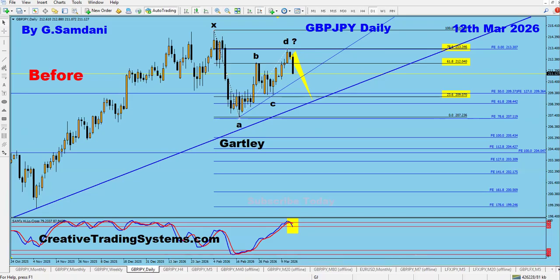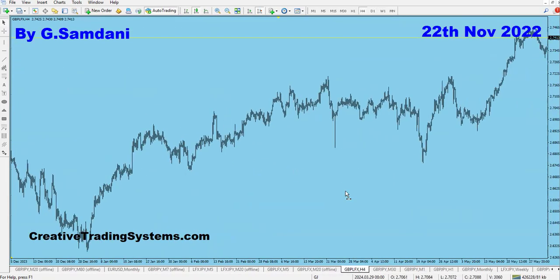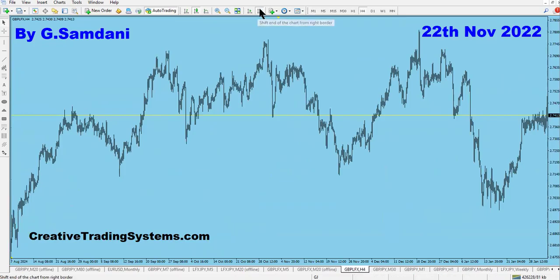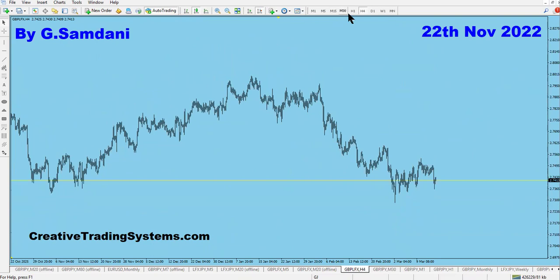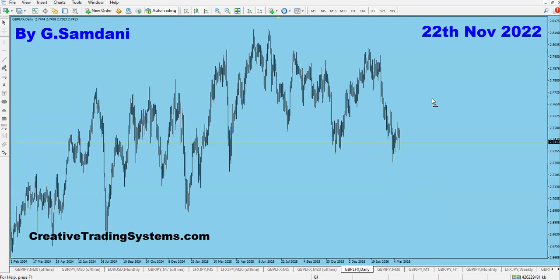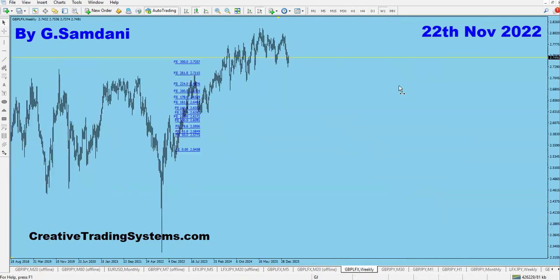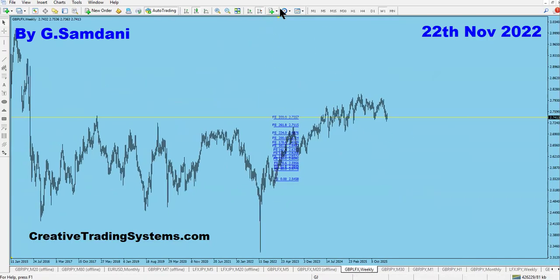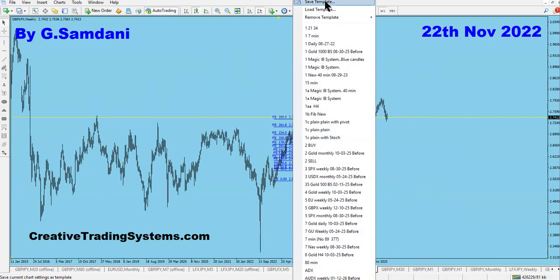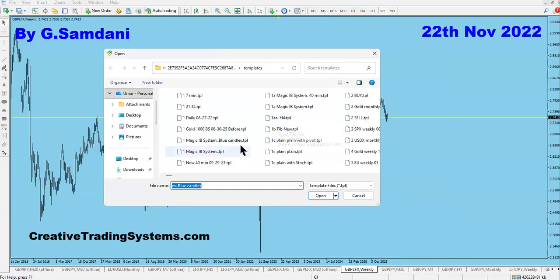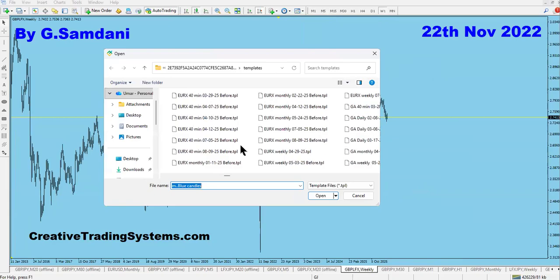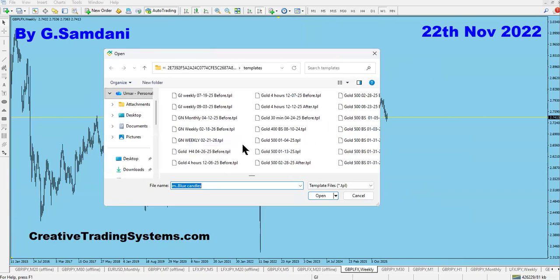Where the heck is the pound index? I can open it right here instead of going someplace else. Okay, so the pound is also, we can say, getting weaker. The pound is getting weaker. And let's see if I can load the template, pound index weekly. I'll find it quickly here.